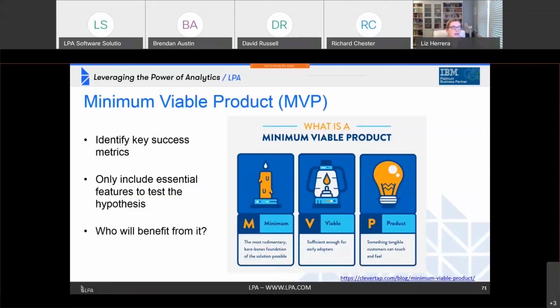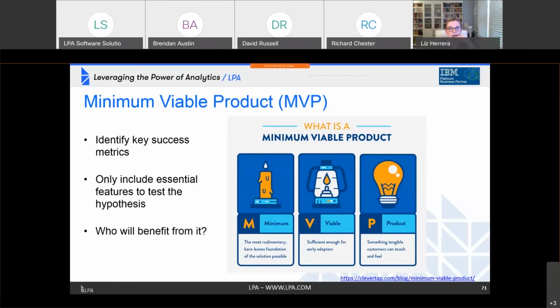And I would say the recommendation here is to do what we call an MVP. You've probably heard this term before. It's a minimum viable product, where minimum is the most rudimentary example possible. Viable is, okay, let's take it a step further and make sure that it's actually going to work. And then the product is the final version. We're really getting to something tangible that folks can actually try out.